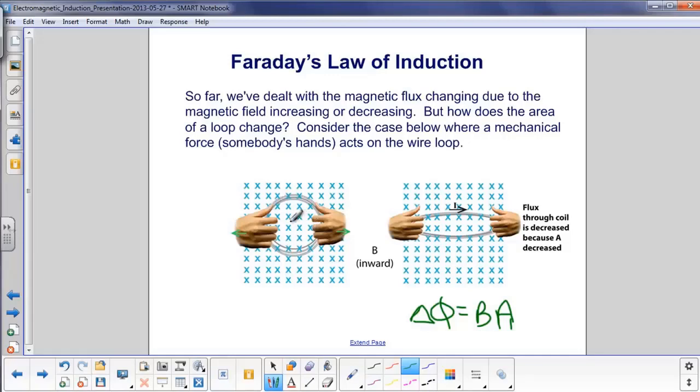You have a loop of wire here. It has a certain cross-sectional area exposed to the magnetic field. If I were to pull it apart, I now have a smaller area. So in this case, the area goes down, so the magnetic flux decreases.